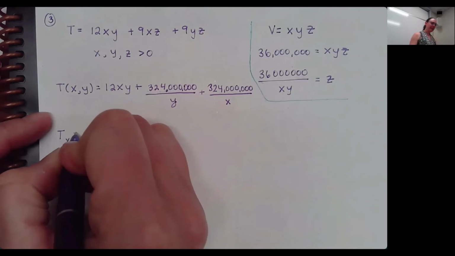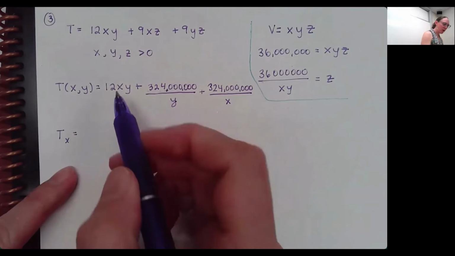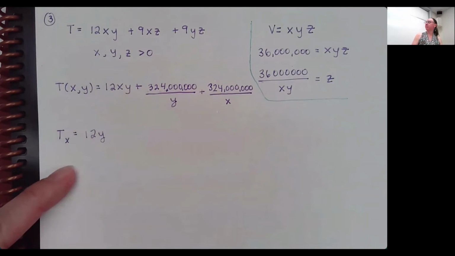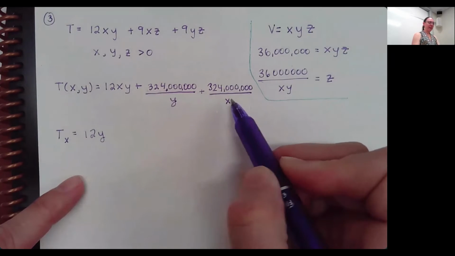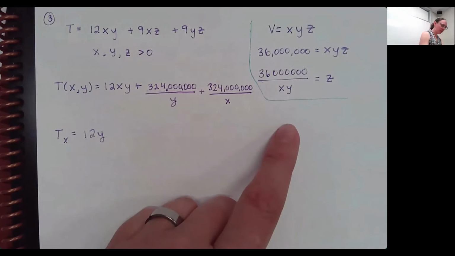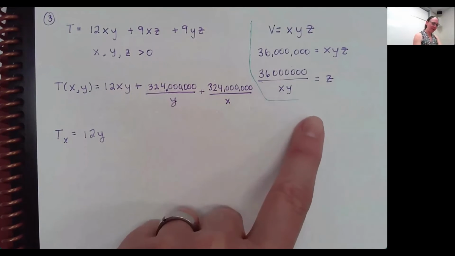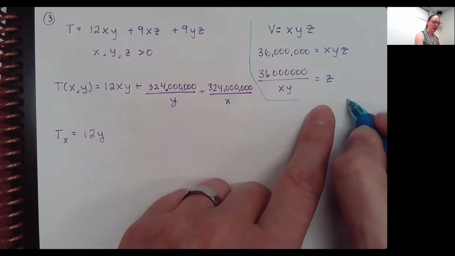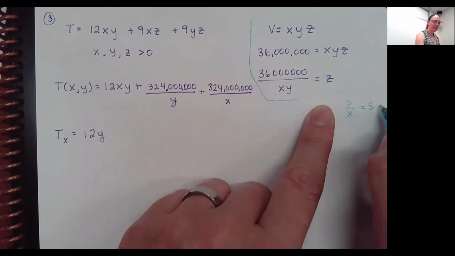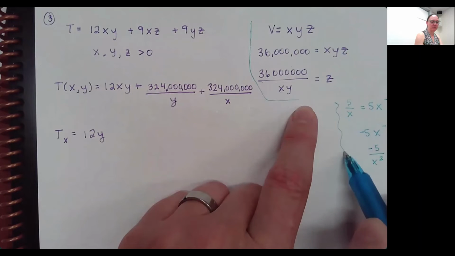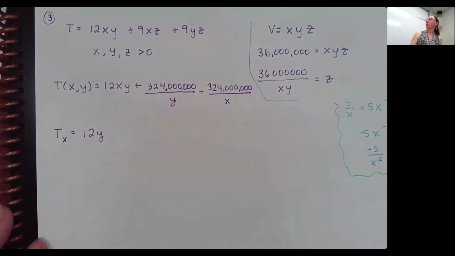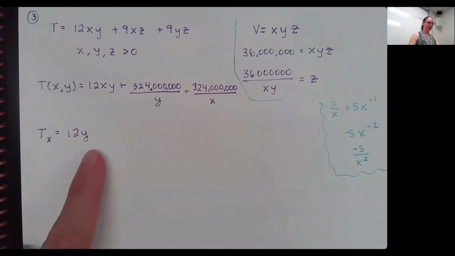My partial with respect to x. Derivative of 12xy is just going to become 12y. That's going to 0. And this one, if I think about, and I'm just going to quickly turn this into a 19a problem to illustrate. If I had 5 over x, I could think about that as 5x to the negative 1. And when I take that derivative, I would have negative 5x to the negative 2, which I could write as negative 5 over x squared. So that's how I'm going to write this next one.